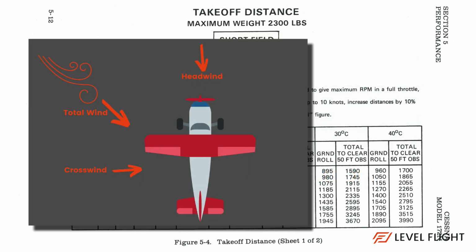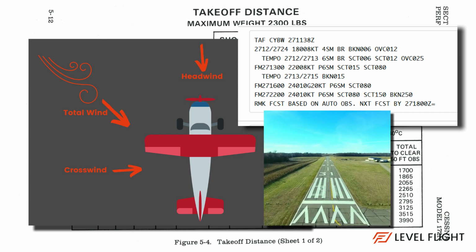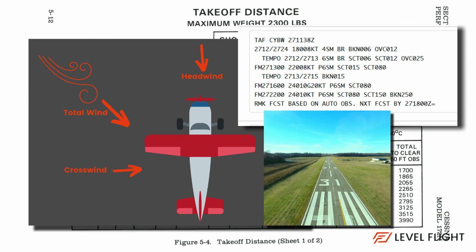Now this boost in performance for a headwind only qualifies for the headwind portion of the total wind. Because the wind is not lined up with the runway, we need to figure out what the headwind component is. Remember that the wind from the METAR or TAF is in degrees true. The runway heading is degrees magnetic. We therefore need to convert the wind direction from true to magnetic before solving for the headwind component.